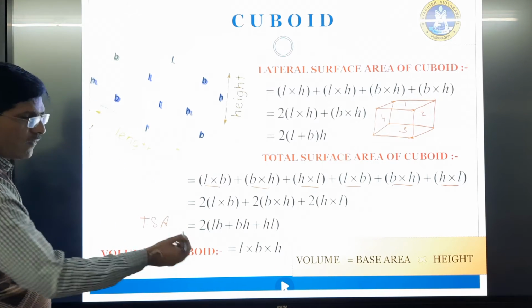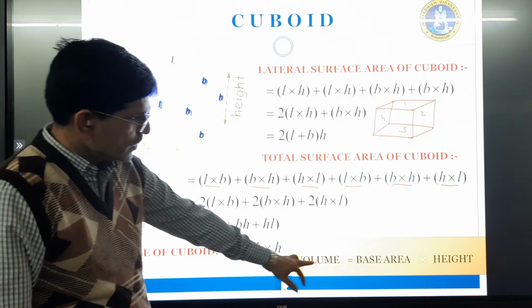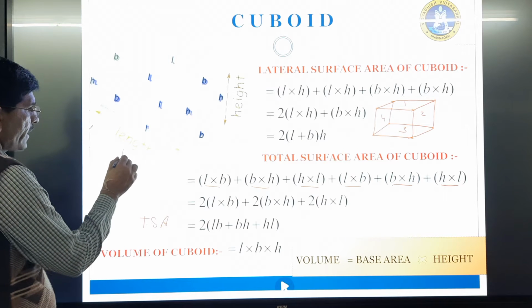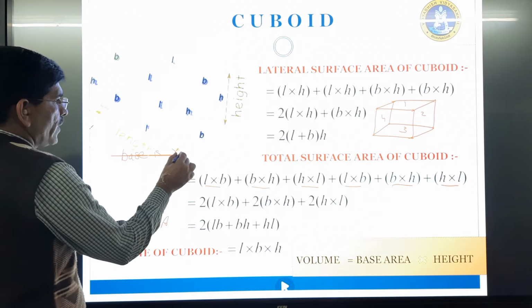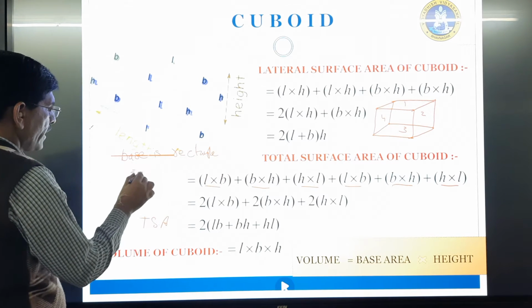Now volume of a cuboid, again the space occupied. Volume is equal to base area into height. If you see here, the base is a rectangle. When the base is a rectangle, the area is L into B.